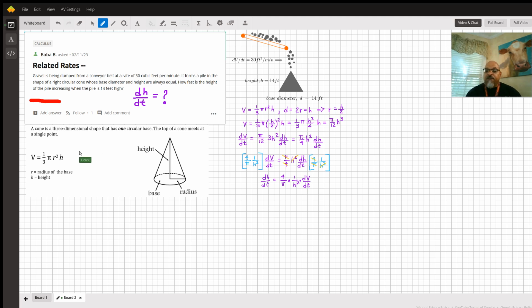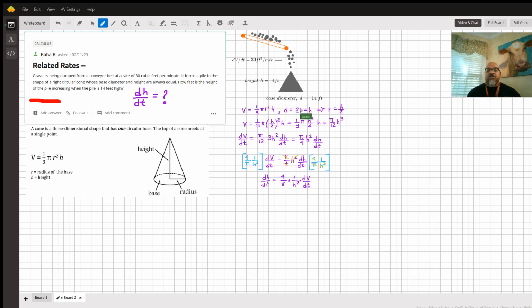Okay, and first thing I always recommend to do is to draw a picture. So I got a picture here of the conveyor belt and the gravel falling, and it's falling at a rate of 30 cubic feet per minute. And then we're trying to see what is happening when the height is equal to 14 feet. And we're told that the base diameter and the height are always equal. So at that point in time, the height is 14 feet, the base diameter is 14 feet.